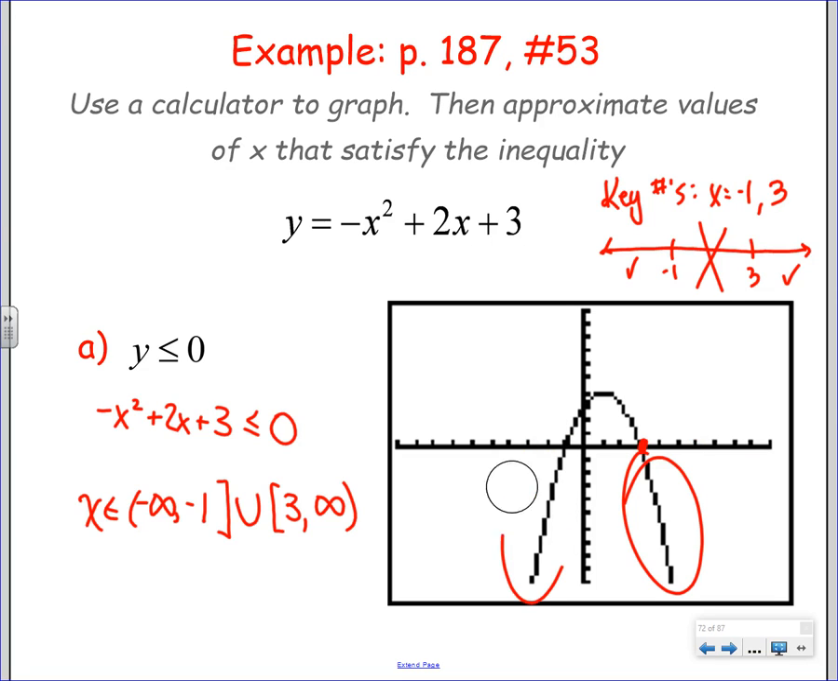What if the inequality were to switch and say greater than or equal to 0? What would I choose instead? The middle. The middle one, because that's where it's above. So if you're looking at a graph, you can look at the below or the above to tell you less than or greater than.